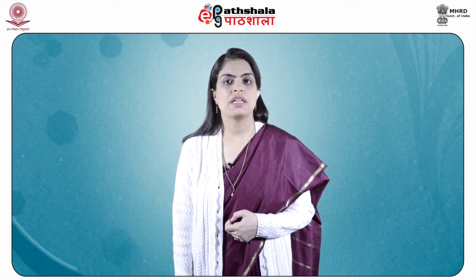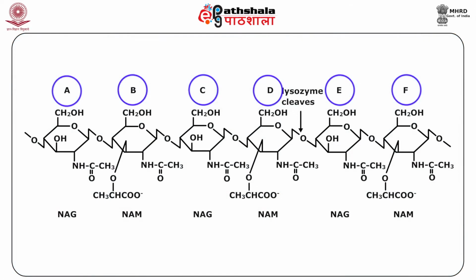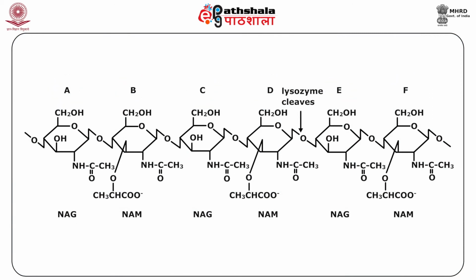The substrate binding cleft of the enzyme can accommodate a polysaccharide composed of as many as 6 sugar residues. If the 6 sugars are labeled A to F as shown in the figure on your screen, it is the beta-1,4 glycosidic bond that links the sugar residue D with the sugar residue E that is the exact site of attack by the enzyme. Specifically, it is the beta-1,4 glycosidic bond between the NAM residue at the 4th position and the NAG residue at the 5th position that is hydrolyzed by the enzyme.